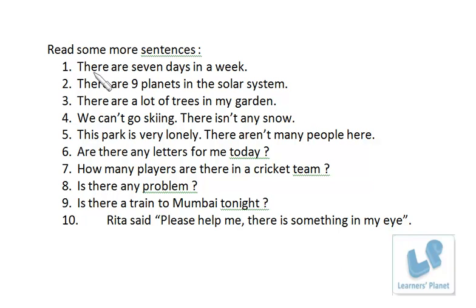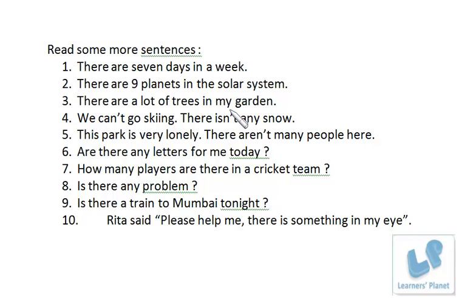I just translate all the sentences. There are 7 days in a week. एक हफ्ते में 7 दिन होते हैं. There are 9 planets in the solar system. हमारे solar system में 9 planets हैं, 9 planets हैं. Planets means उपग्रह. Okay? हमारे solar system में 9 उपग्रह हैं.